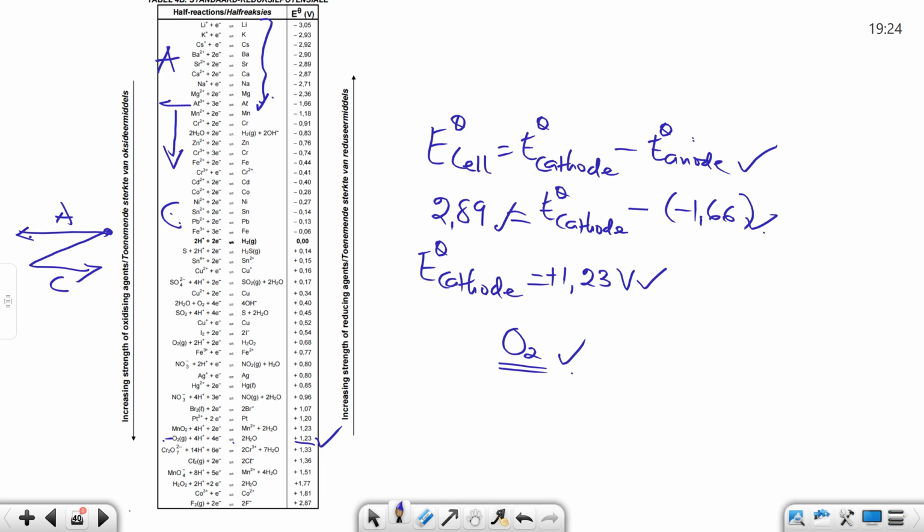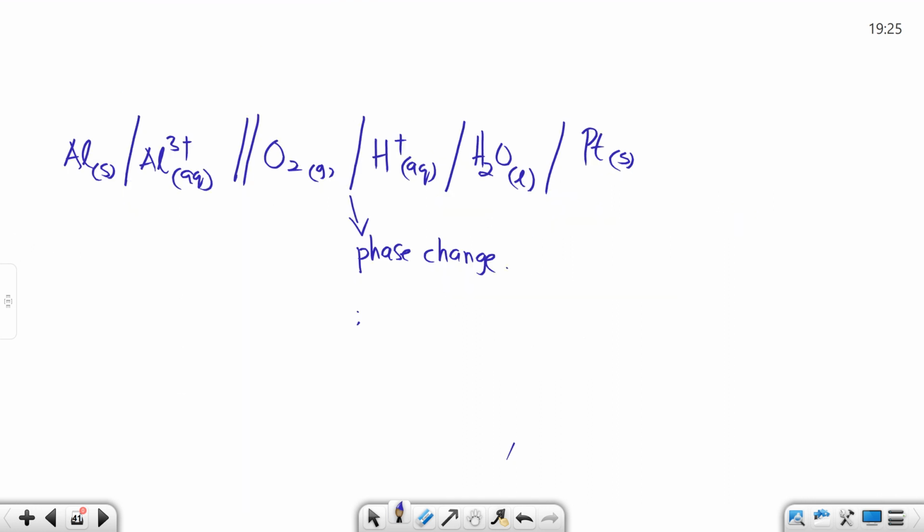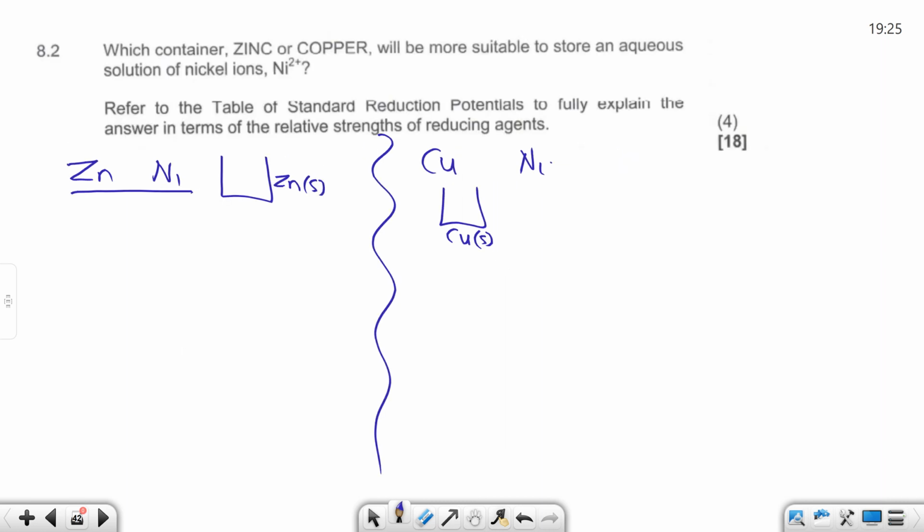If we check zinc, where is zinc? Where did you find zinc? All right. Zinc and nickel, right? So zinc is the anode, and nickel would be the cathode. So let's write the half reactions for you to understand. I want to show you how to approach this question.